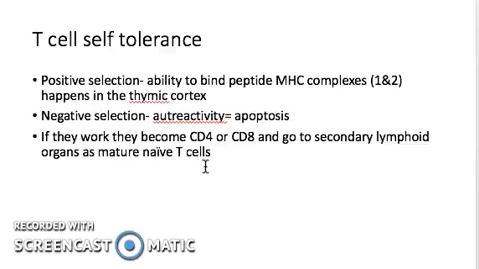Are you autoreactive? If so, T cell, you're dead. You're done. If it checks out all these things, it's either going to be a CD4 or CD8, and that's where it's going to go to the secondary lymphoid organs as mature naive T cells, meaning that they have not bound antigen yet. So that is basically all I have for class switch and self-tolerance.